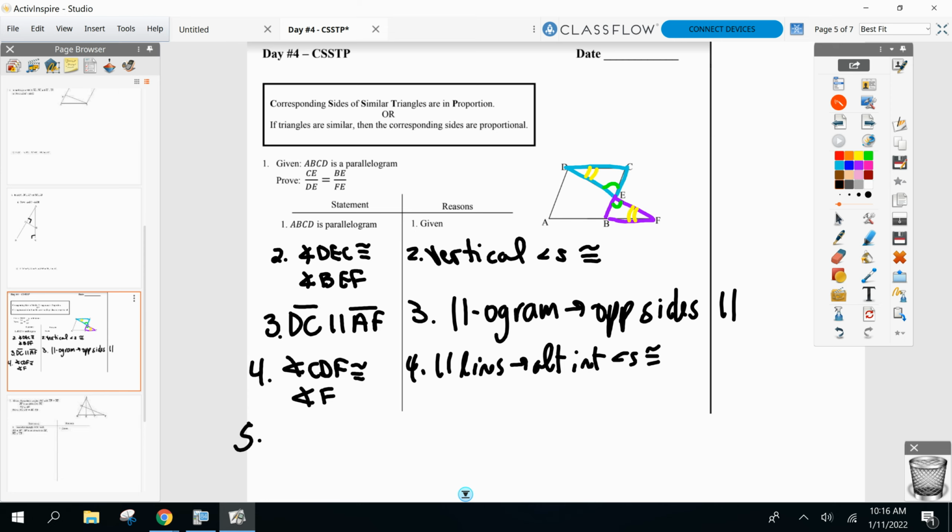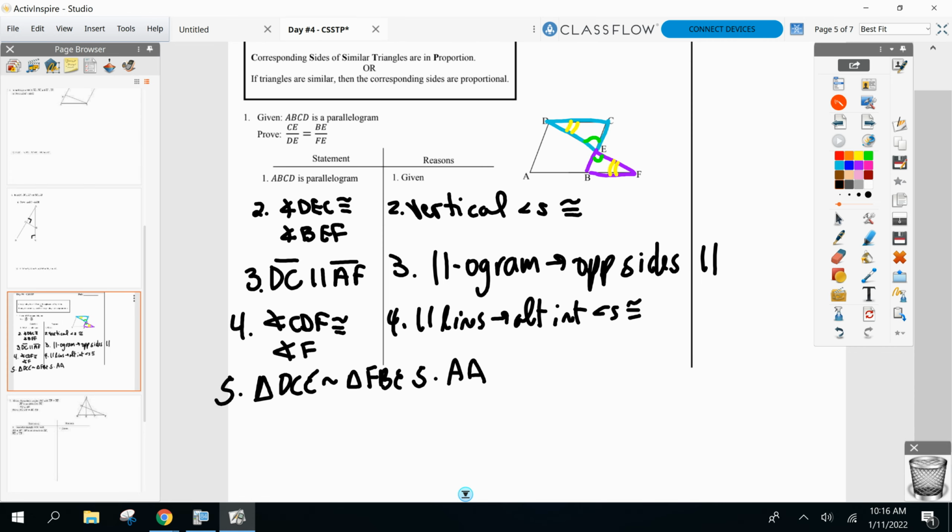This time, though, you've got to create your own statement, right? Don't just copy it like last night. Triangle DCE similar to, let's see, if I go DCE, I've got to go BFE. Everyone have the similar sign, tilde, not the congruent? We're getting out of that habit, hopefully quick. Any issues up to here?